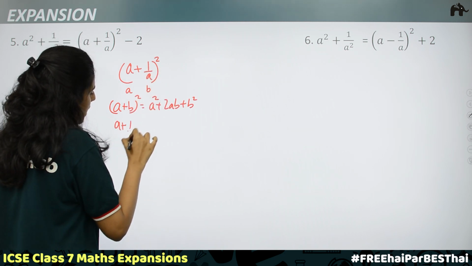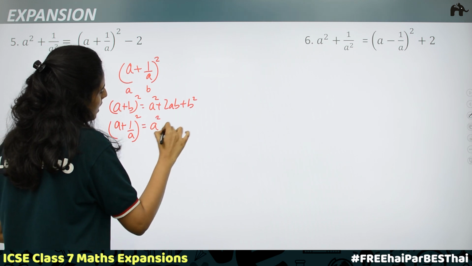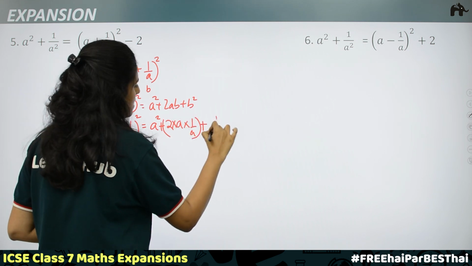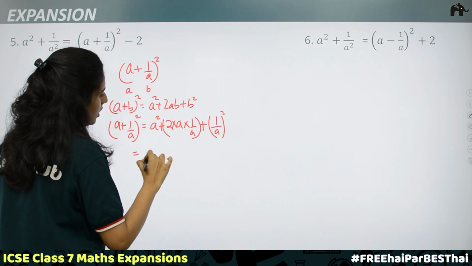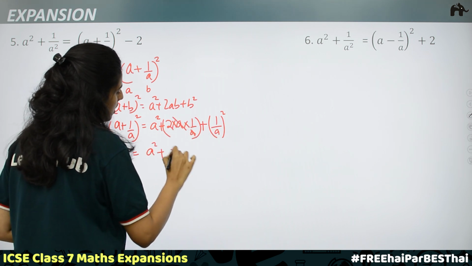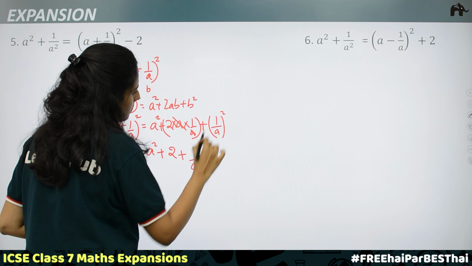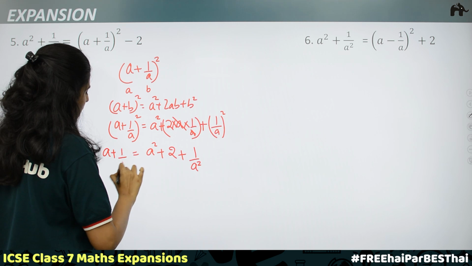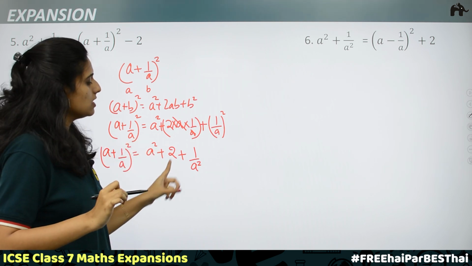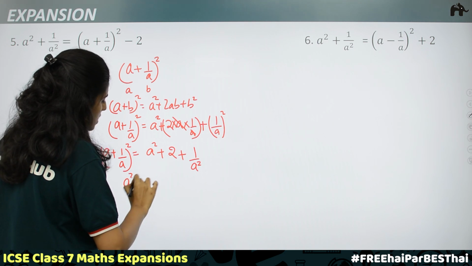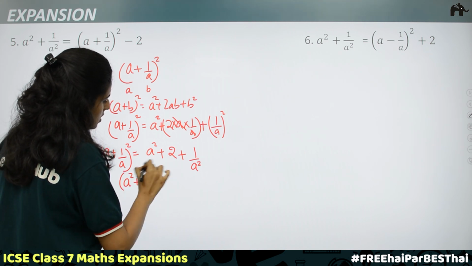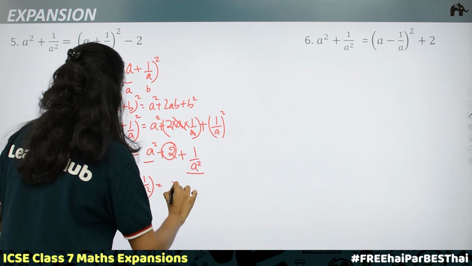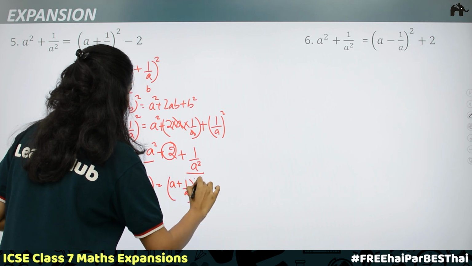So, a plus 1 by a whole square will be equal to a square plus 2 into a into 1 by a plus b square, which is 1 by a whole square. That is equal to a square plus, cancelling a, we get 2 plus 1 by a square. 1 by a whole square is 1 by a square. So, a plus 1 by a whole square is equal to a square plus 2 plus 1 by a square. Now, if you take a square plus 1 by a square, that is these two, and taking this plus 2 to the opposite side becomes minus 2. This will be equal to a plus 1 by a whole square minus 2.